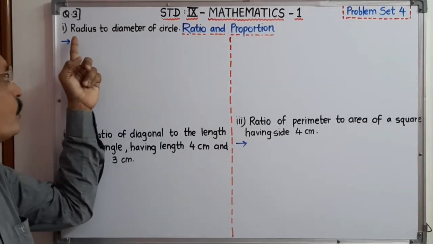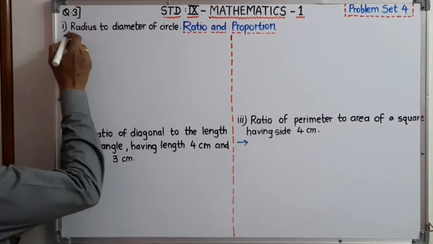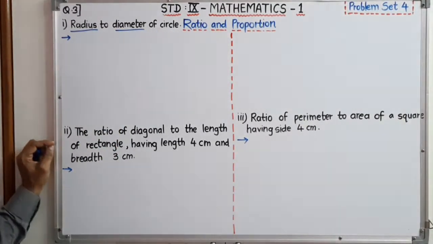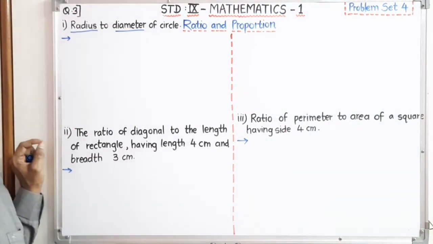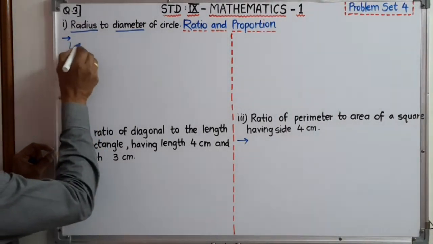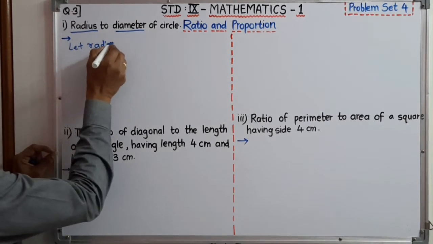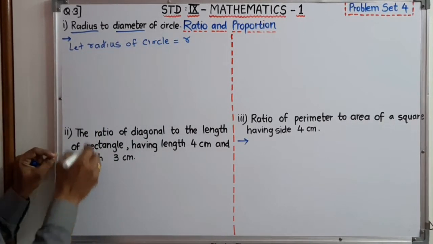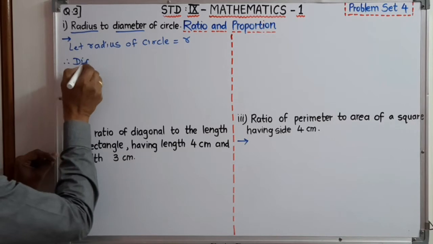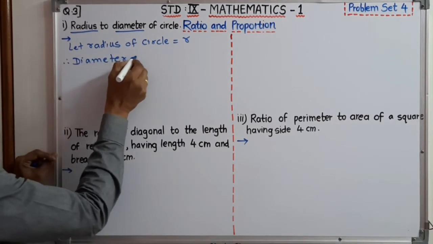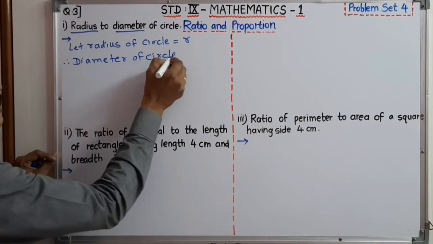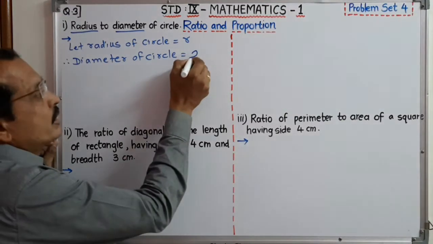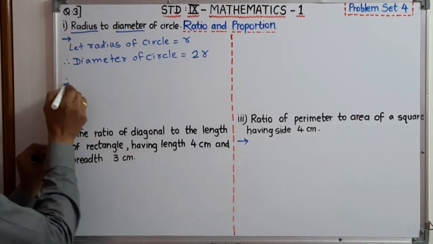Dear student, we have to write the ratio of radius to diameter of circle. Therefore, dear student, we must know the radius and we must know the diameter. Therefore, first of all, let radius of circle be equal to r. Therefore, dear student, diameter of circle, all of you know that the diameter of a circle is double the radius. Therefore, we write here 2r. Now we have to write the ratio.